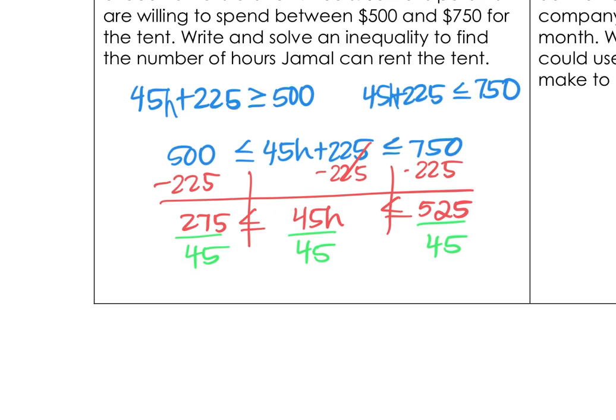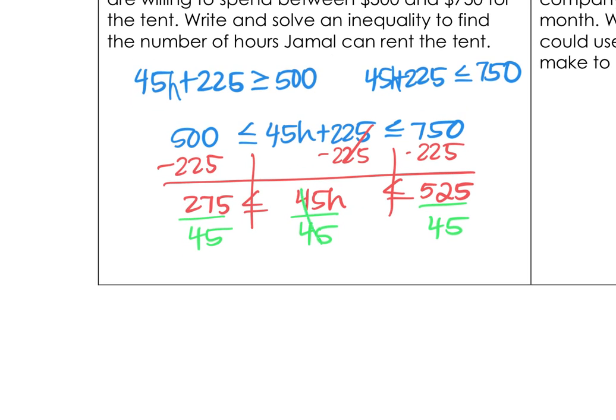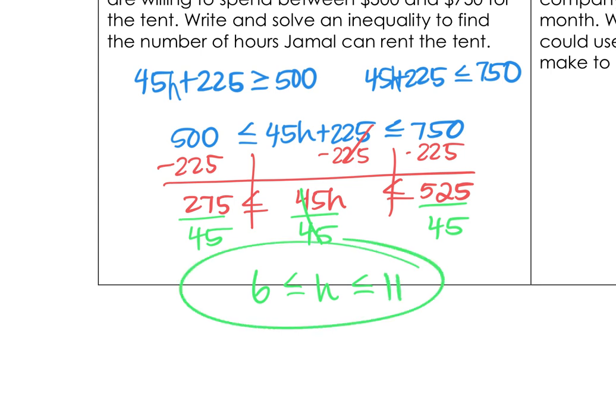And we are going to get run on decimals, but you've got to put it in real life context. So when I do 275 divided by 45, what's the minimum number of hours that he can rent that tent? 6. Very good, because you get 6.1111111. Then when I divide the 525 divided by 45, what's the maximum number of hours he can rent the tent? 11. Very good. So the number of hours that Jamal can rent that tent is going to be between 6 and 11 hours.